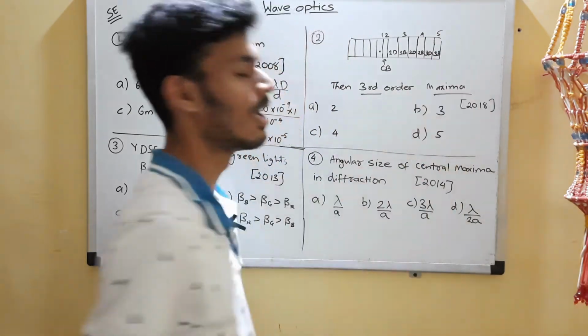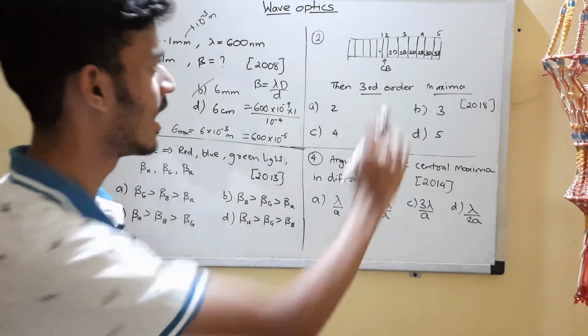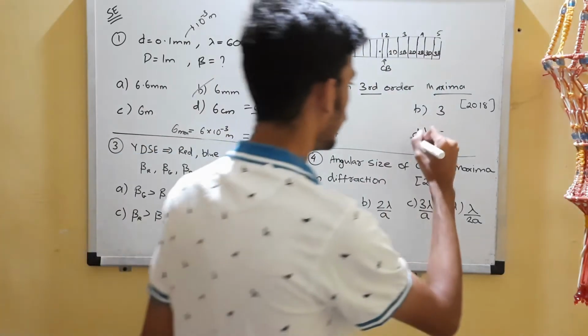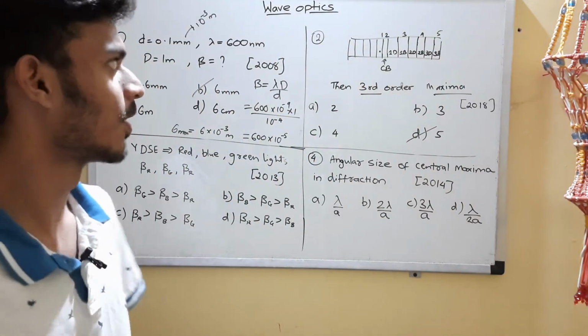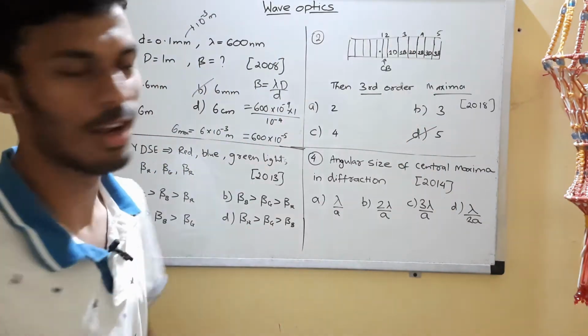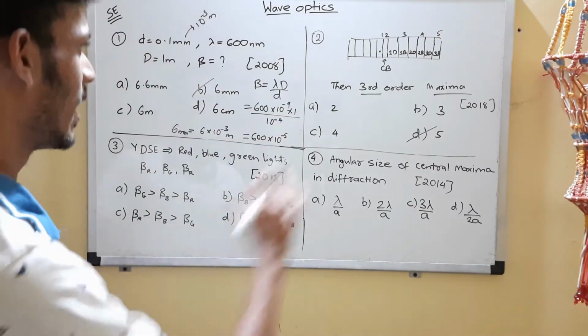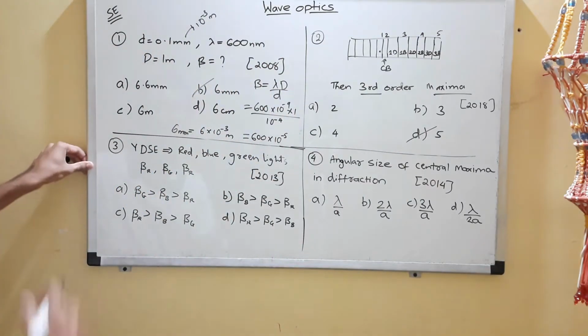Third maxima means third bright spot, and where is that? That is on the 5th position, right? So option D, 5 is the correct choice over here. So basically using your logic you are supposed to solve this question, nothing much mathematical over there. Okay, so let's come to question number 3 now.